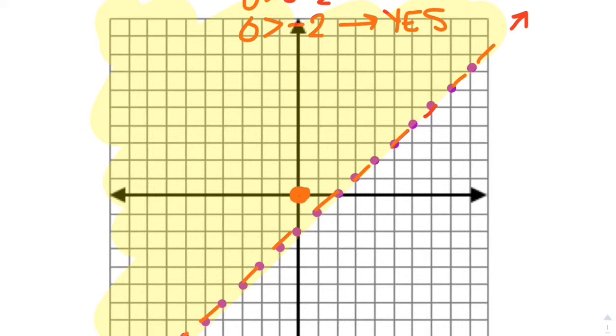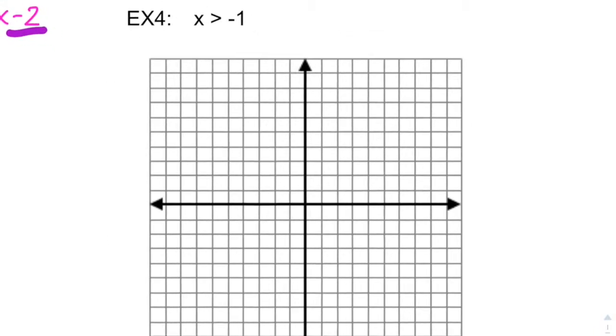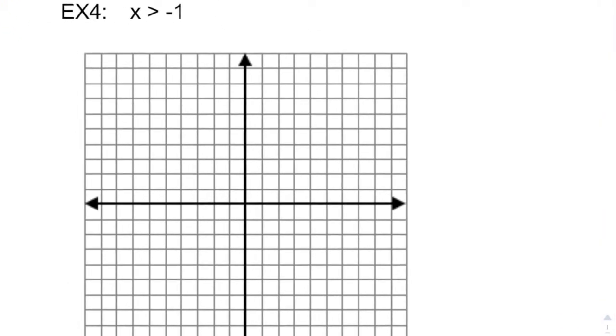There we go. I'm going to go through example number 4 with you, and then I'm going to let you try a couple on your own. So this one, first thing we're going to do is graph our line. Our line is x equals negative 1. We should know how to do these really well.